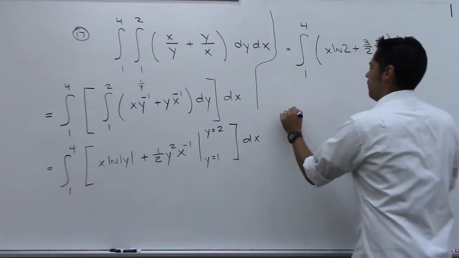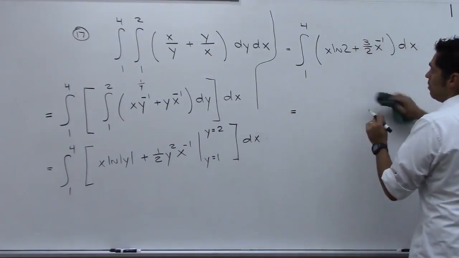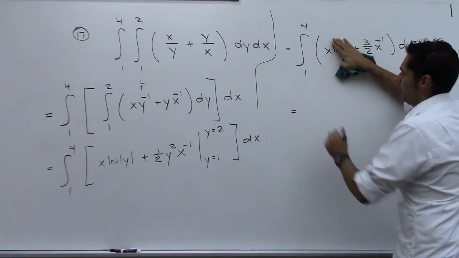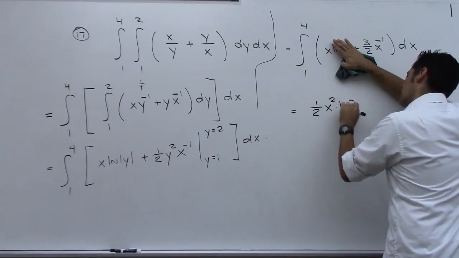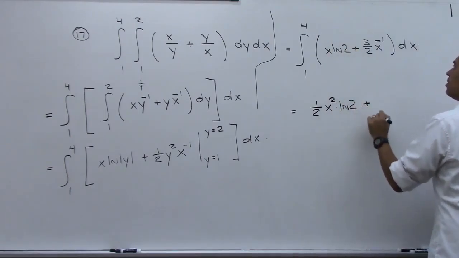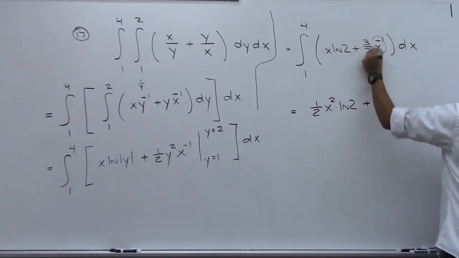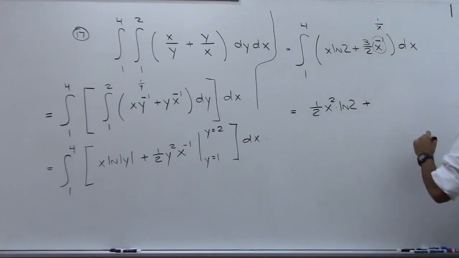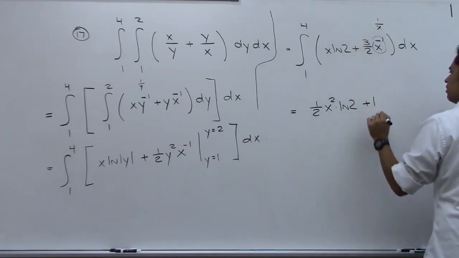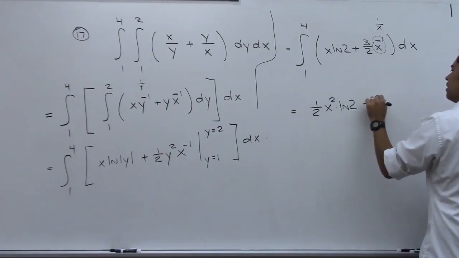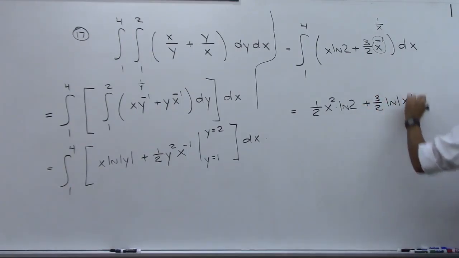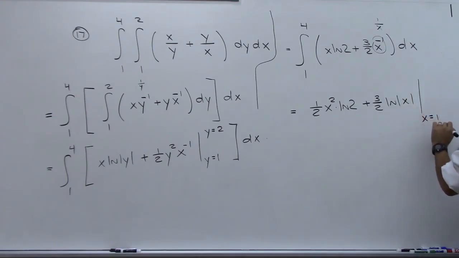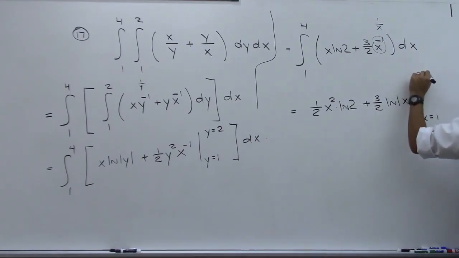So I get this equals. All right, so natural log of 2 is a constant. The antiderivative of x is 1/2 x squared times the constant that was there. Plus, here, this is like a 1 over x. So the antiderivative of 1 over x is natural log. So I have the 3/2 natural log absolute value of x. I'm evaluating this from x equals 1 to 4.